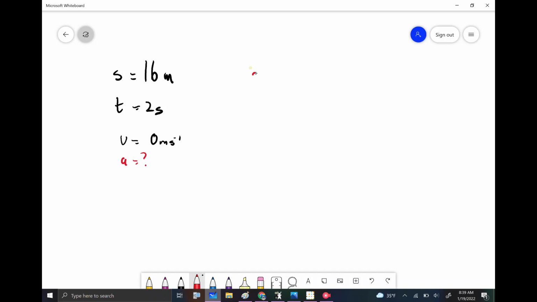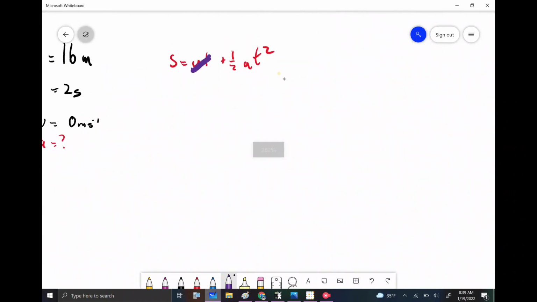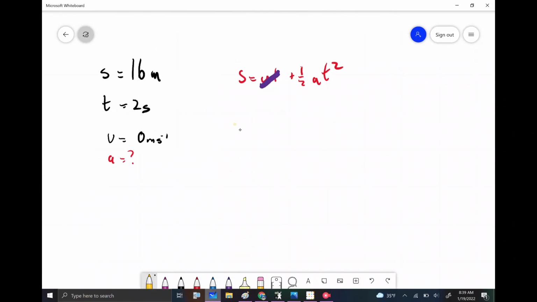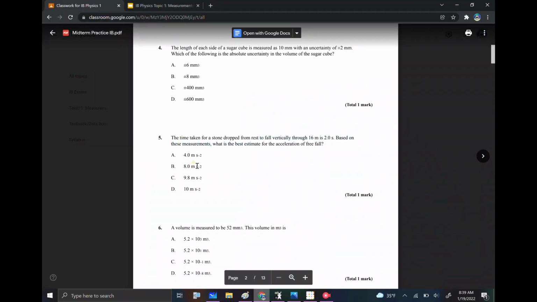Well, all of these variables get arranged into s equals ut plus 1/2 a t squared. And this is going to be pretty simple because u is 0, so we don't care about that. This is all going to be crossed out, because 0 times t is going to give me 0. Now I can go ahead and plug everything in. 16 meters for s, right, is equal to 1/2 times a, which I'm looking for, times 2 seconds squared. If I simplify this side, I wind up getting 2a is equal to 16, and therefore 8 meters per second squared is equal to a. So this one you should have gotten B.